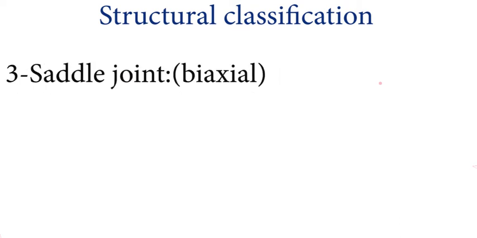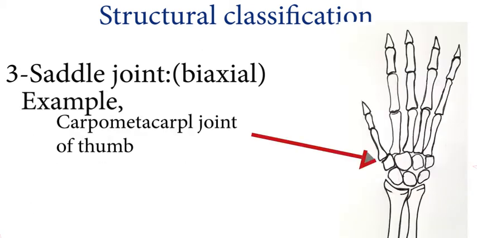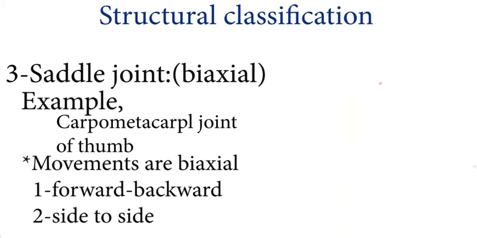Third is the saddle joint. It is a biaxial joint. In this joint, the articular surface of one bone is of saddle shape, and the articular surface of the other bone fits into the saddle. Example is the carpometacarpal joint of the thumb. Movements allowed in these joints are biaxial. Forward and backward movement and side to side movement take place.